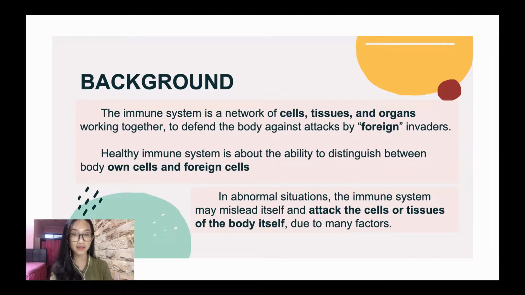So the immune system is a network of cells, tissues, and organs that work together to defend our body against foreign invaders. It's because the human body provides an ideal environment for infectious organisms such as bacteria, viruses, parasites, fungi, and many other microbes. In a healthy immune system, it's about the ability to distinguish between our own cells and foreign cells. But in abnormal situations, it may mislead our immune system to attack our own cells, and it's called autoimmune disease.